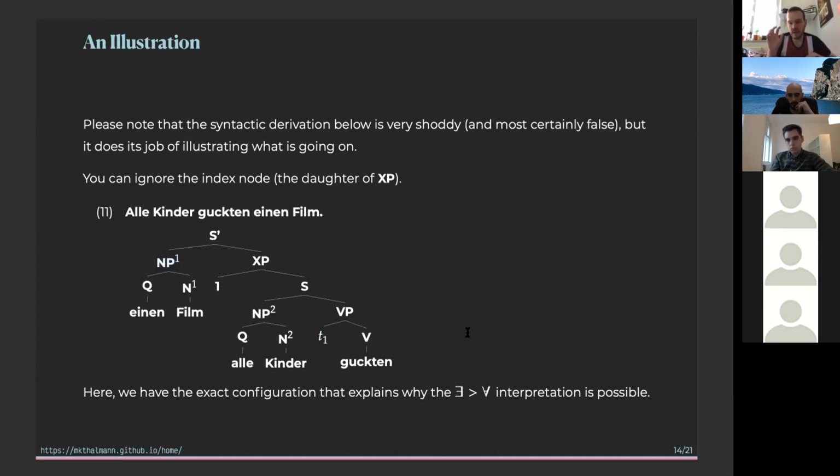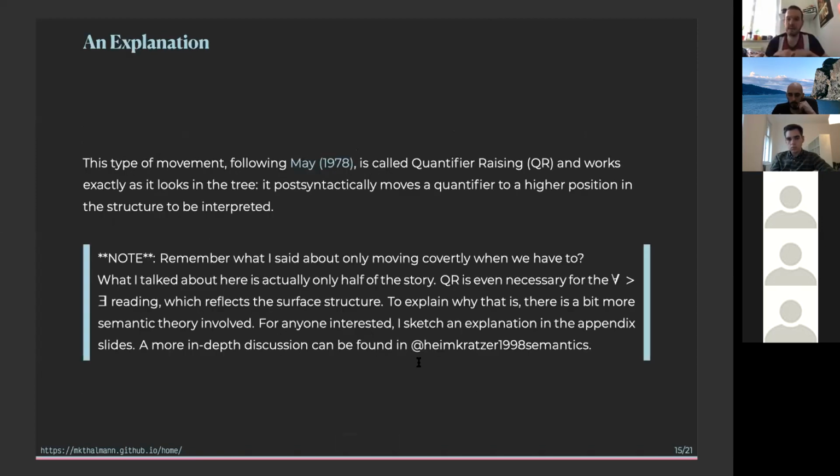And this is, as I say below, the exact configuration that explains why the wide scope reading of the indefinite is possible. And we got there by covert movement, right? This type of movement is called quantifier raising, as I've mentioned before. And it's exactly like normal movement, like overt movement. It just happens after the spell out. So after I pronounce the sentence, this type of movement applies. Or a hearer would, upon hearing the sentence, apply quantifier raising to get to that interpretation.